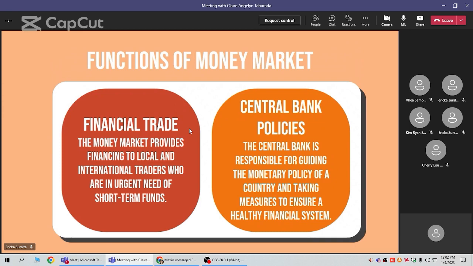So number two is central bank policies. So, the central bank is responsible for guiding the monetary policy of a country and taking measures to ensure a healthy financial system. So through the money market, the central bank can perform its policy making function efficiently.